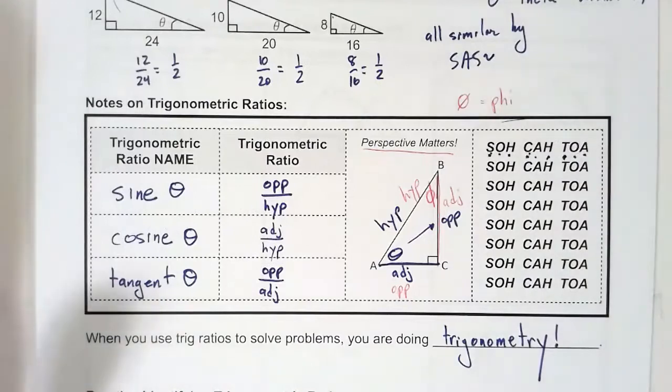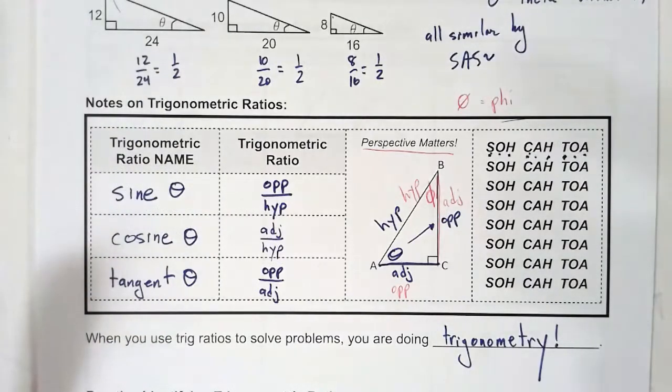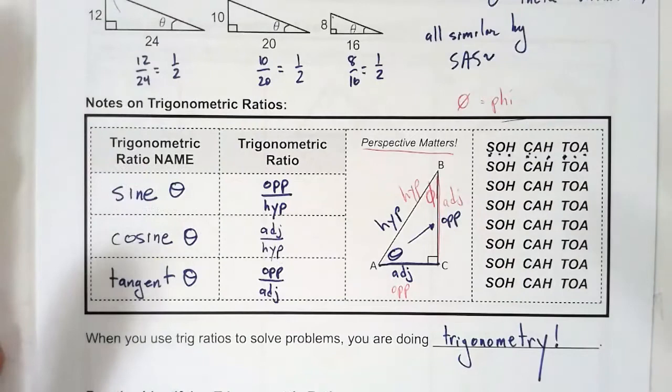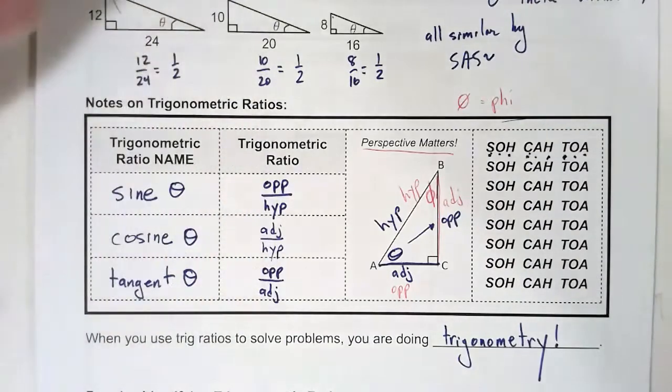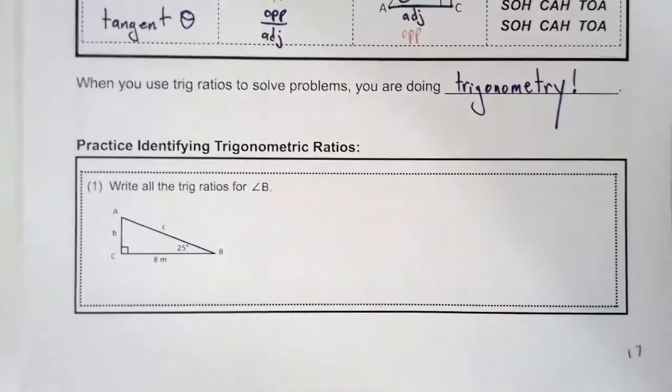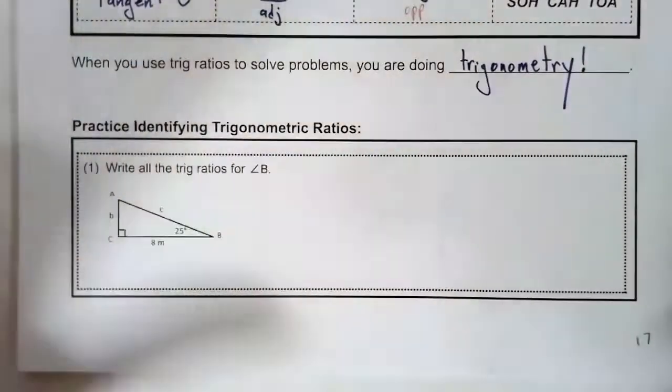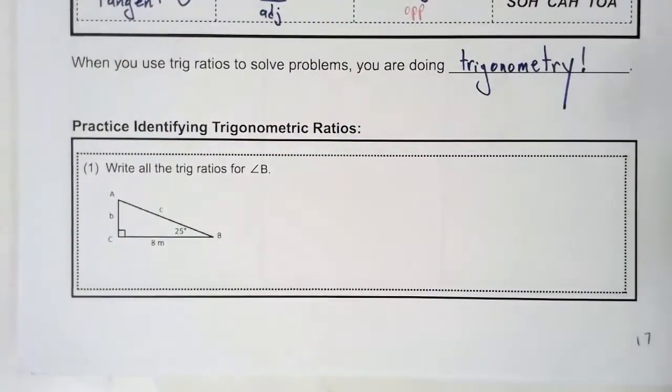Okay, Mr. Kowalczyk, that's a lot of great information. I don't understand any of this. How are we going to use this to solve a problem? Well, that's a great question. Let's go ahead and solve some problems together. All right, now the first thing we're going to do is we're just going to write down the trig ratios for angle B with all of the information that we have, okay?